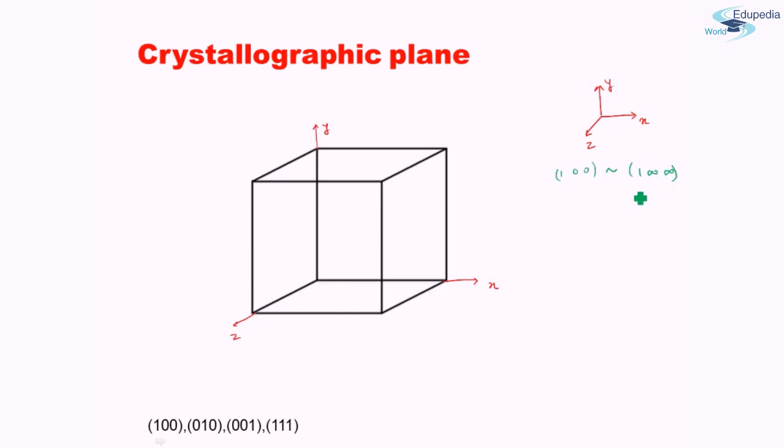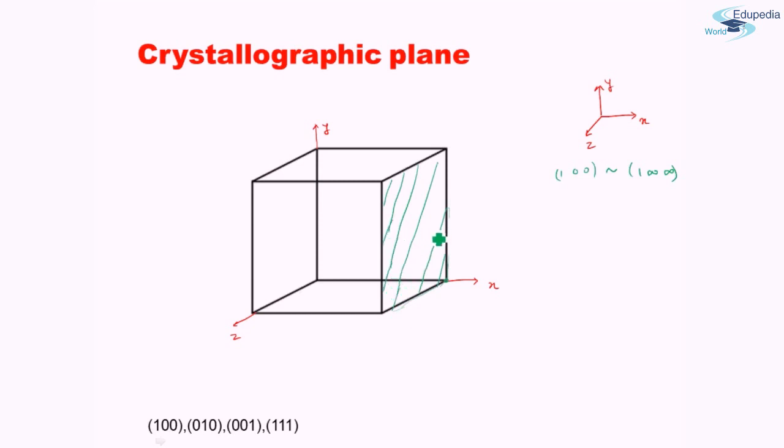That means the plane which we are looking for will cut the x-axis at 1 unit. It will cut the y-axis at infinity, so it will be parallel to the y-axis, and it will cut the z-axis at infinity too, so it will be parallel to the z-axis too. That means the plane should be like this, in this direction parallel to the z-axis, and in this direction parallel to the y-axis, and it should cut the x-axis at 1 unit. Therefore the plane which we are talking about is actually this particular plane, this face of the cube.